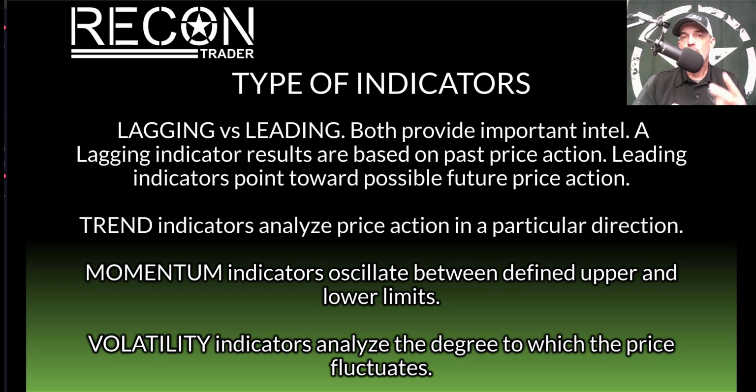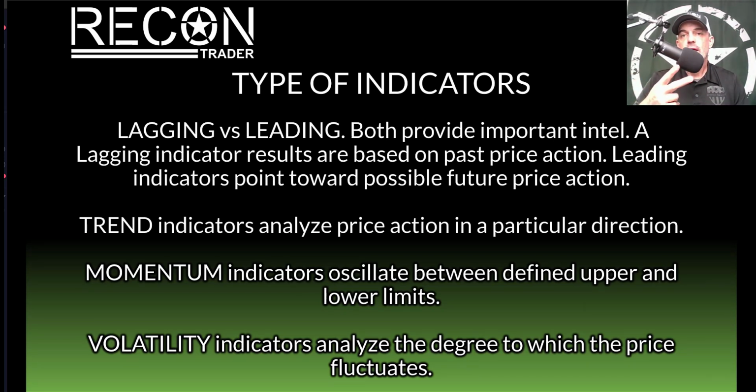So now we'll take a look at the 3 main categories of indicators, and that will be trend, momentum, and volatility. Now, your trend indicators analyze price action in a particular direction. Momentum indicators oscillate between defined upper and lower levels, and your volatility indicators analyze the degree to which the price is fluctuating.